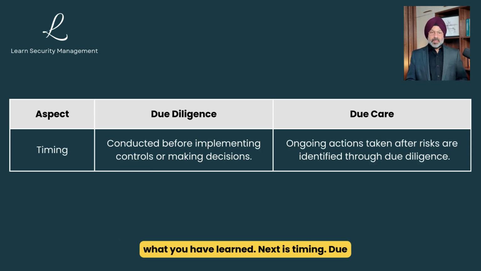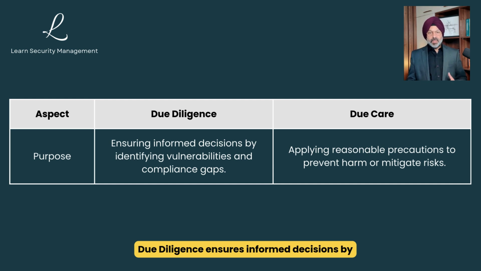Next is timing. Due diligence typically happens before implementing controls or making decisions. Due care is ongoing and happens after risks are identified. Due diligence ensures informed decisions by identifying vulnerabilities and compliance gaps. Due care applies reasonable precaution to prevent harm and mitigate risks.